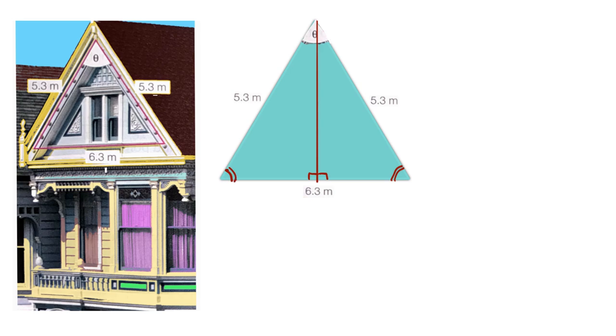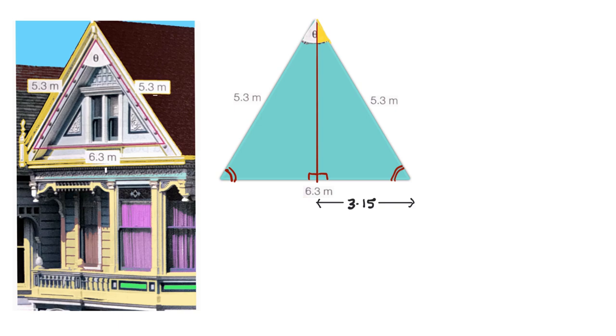Because these two triangles are identical, we can divide the base of this triangle into two to find the base for each individual triangle. And so the base of the right angle triangle will be 3.15.